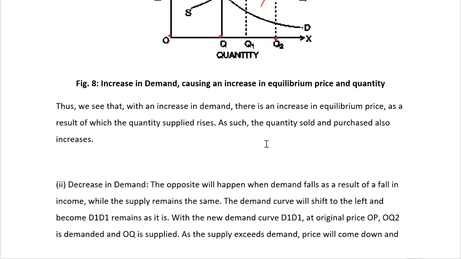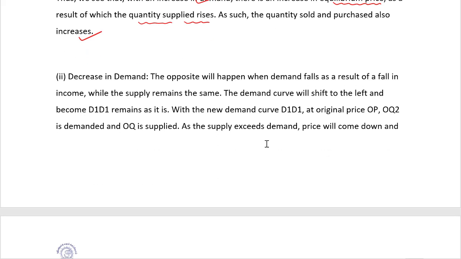Thus, we see that with the increase in demand, there is an increase in the equilibrium price, as a result of which the quantity supplied rises. As such, the quantity sold and purchased also increases. Situation number two, that is decrease in demand. The opposite will happen when demand falls as a result of a fall in income while supply remains the same in the market. The demand curve will shift to the left and becomes D1, while the supply curve remains as it is.